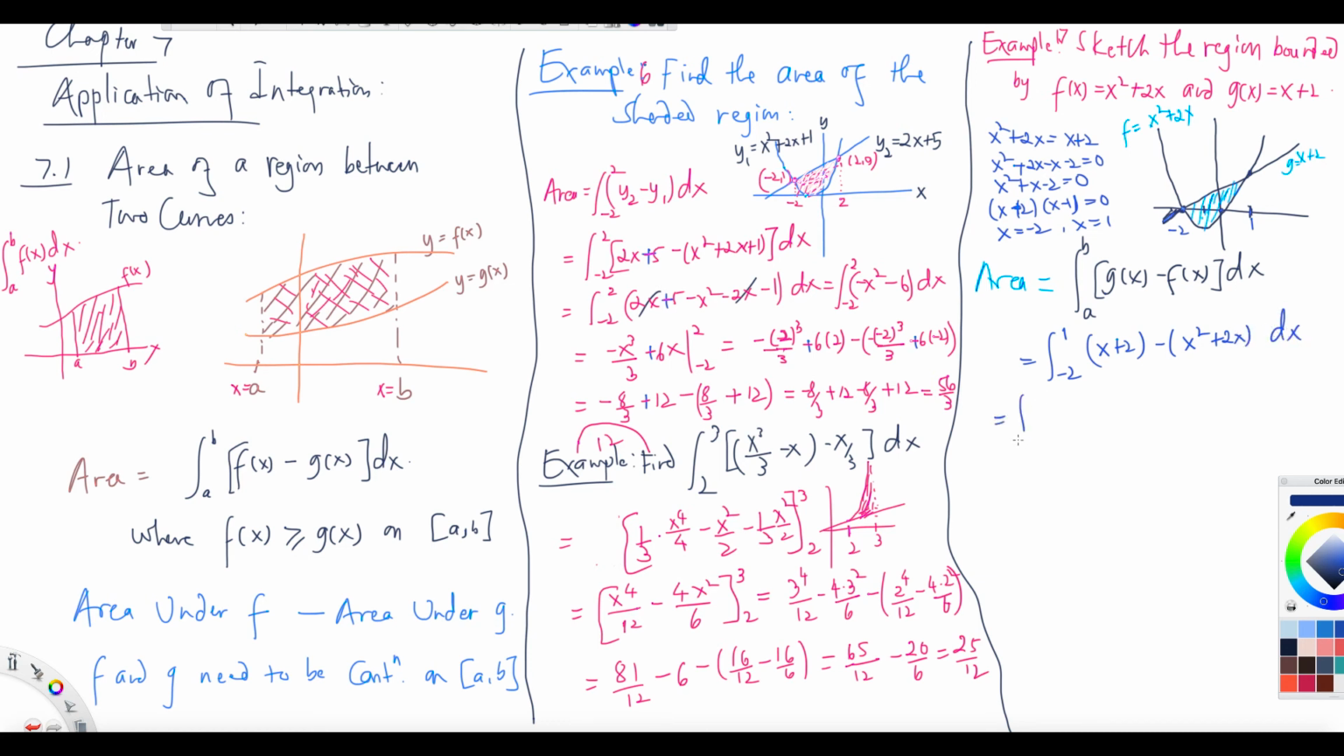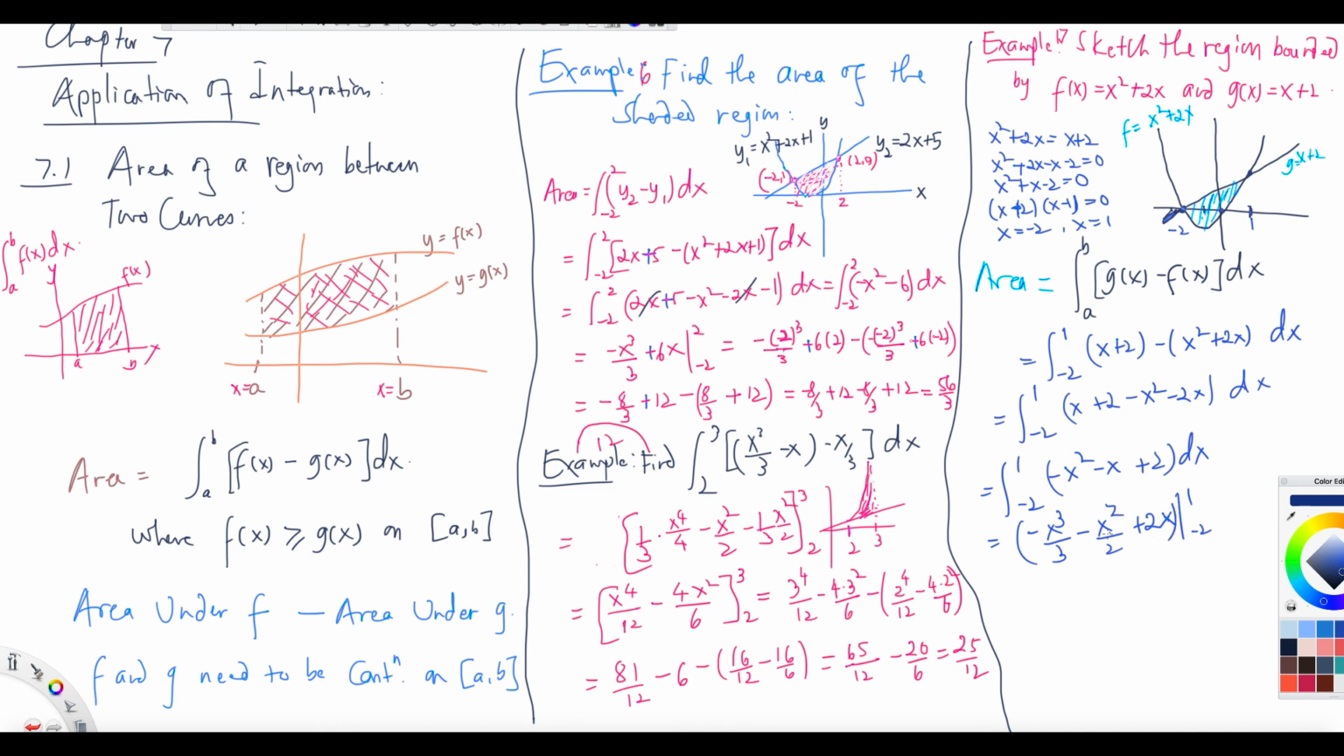Okay, so let us simplify that. Negative 2 to positive 1, x plus 2 minus x squared minus 2x dx. So that will be negative 2 to 1, negative x squared minus x plus 2, dx, since x minus 2x is minus x. Let us integrate it. You will get negative x cubed over 3 minus x squared over 2 plus 2x. That's the integral of x squared is x cubed over 3, x is x squared over 2, and 2 is 2x. And then write the limits, negative 2 to positive 1.